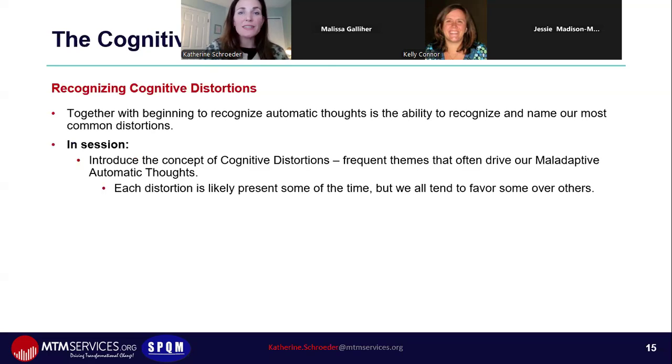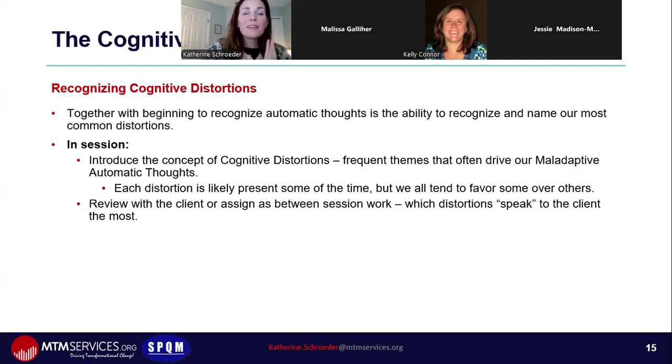In session, what this is going to look like, of course, we're going to introduce the concept. We're going to let them know these are frequent themes that are often going to drive those maladaptive automatic thoughts or that negative thinking that we have. And then we're going to tell them too, each of these distortions is likely present some of the time, but we tend to favor some over the others. And then what I'll do with my clients, this is what I like to do. You work through it and figure out what you like to do best with yours.